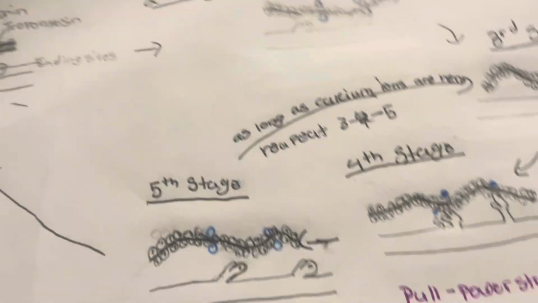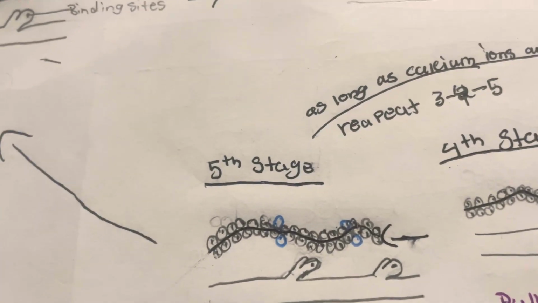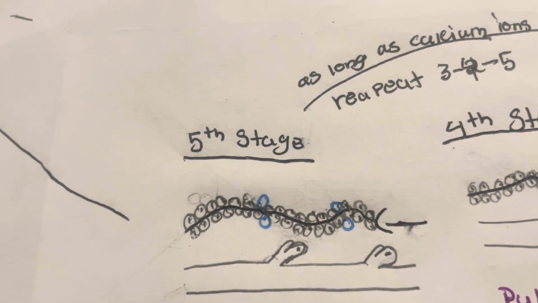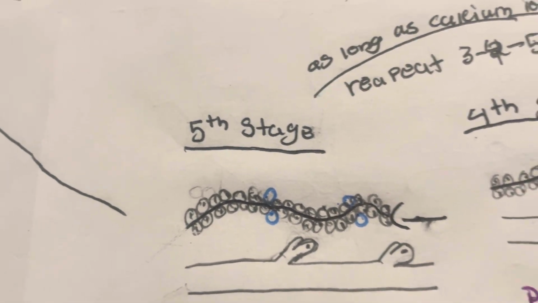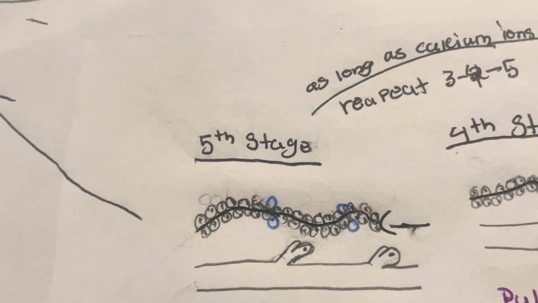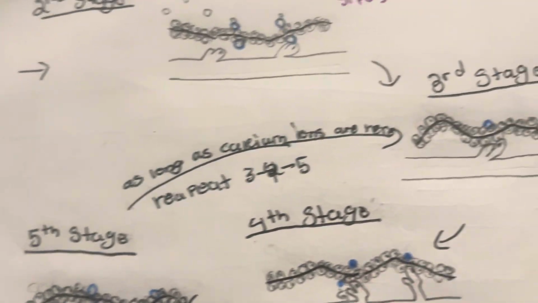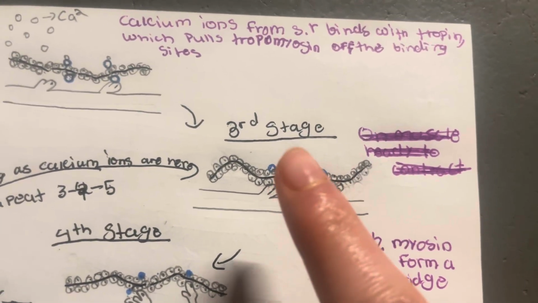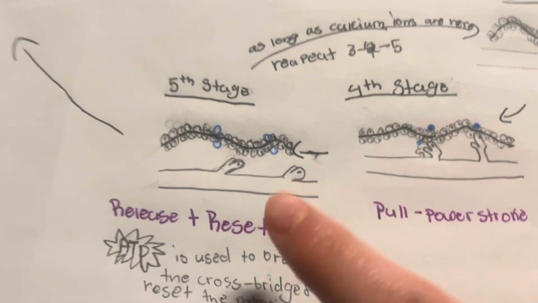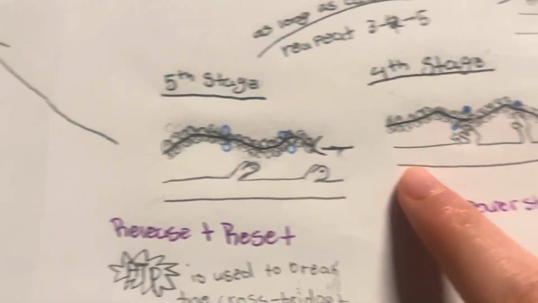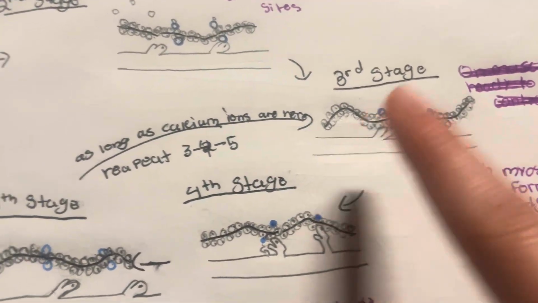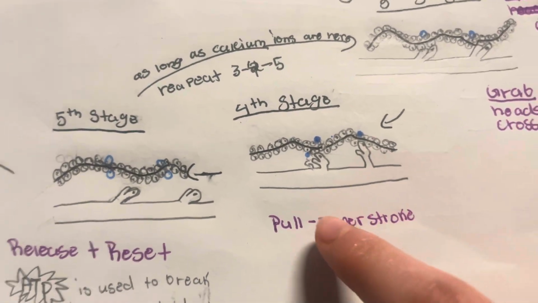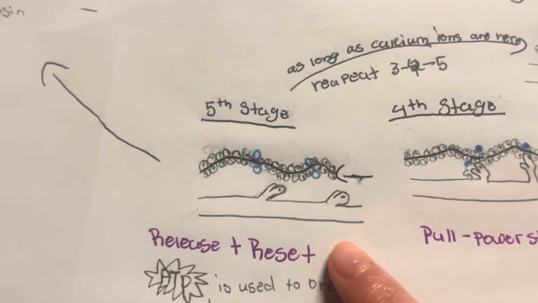Now, we have to acknowledge that if the calcium is still present, the cycle is going to keep on repeating from stages 3 to 5, where it is grabbing onto the molecule, pulling on the molecule, and resetting. Then it'll repeat again if calcium is still present, which is grab onto the molecule, pull the molecule, aka power stroke, and then release and reset.